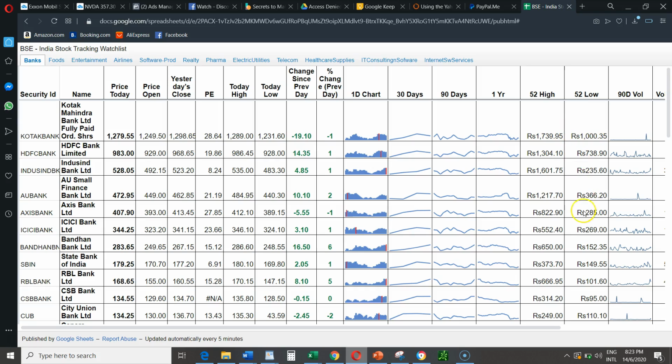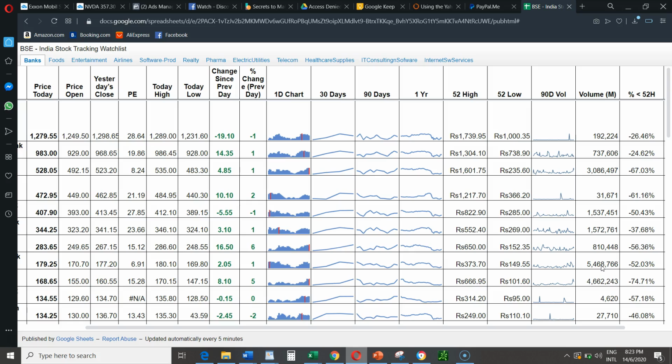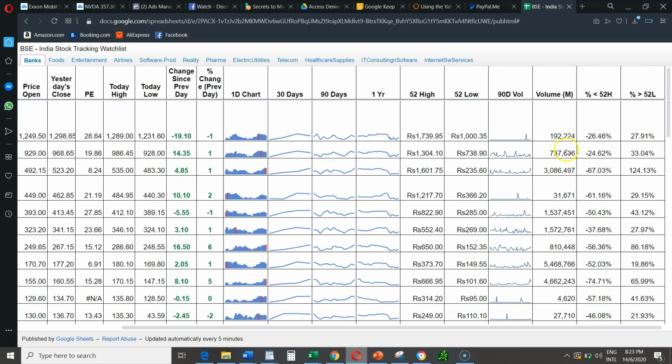I think I'll remove this rupees here, like I've removed it here, so that we know it's all rupees. So we get some space, and then we have this 90 days volume. So you can get some idea here for certain type of stocks, and then this is volume in millions. How many millions of volume has happened? And the very interesting thing happens is when you come here. So that's the end of it.